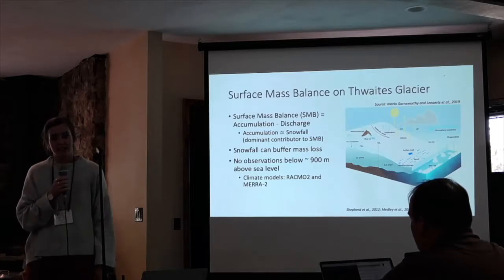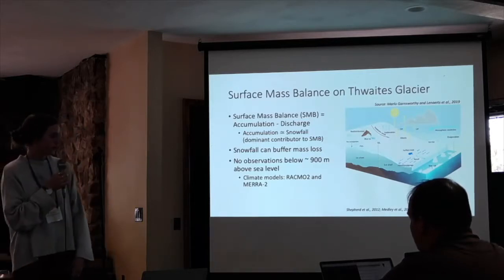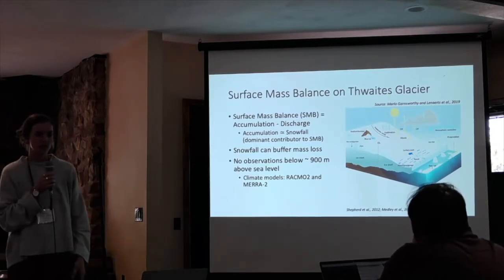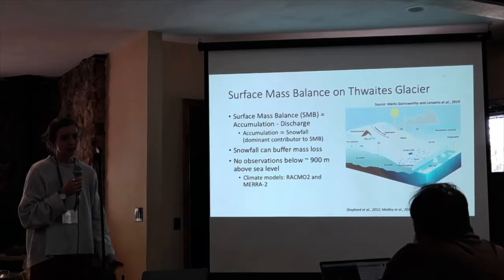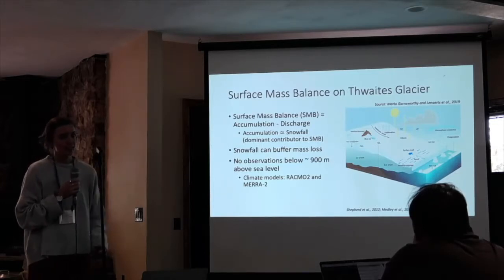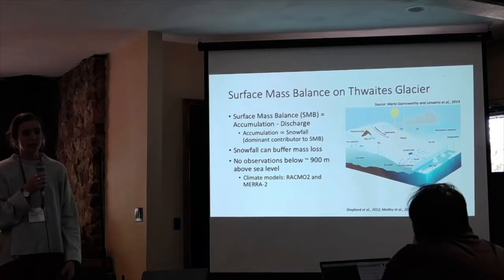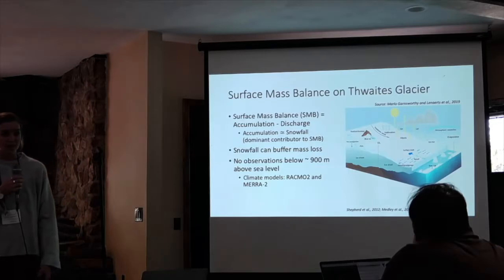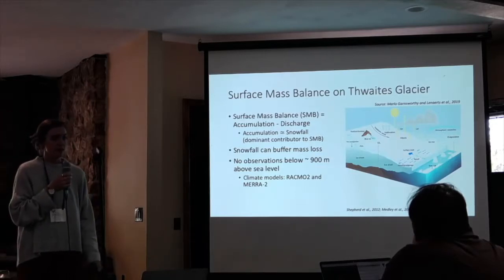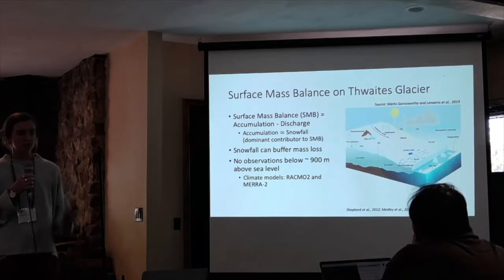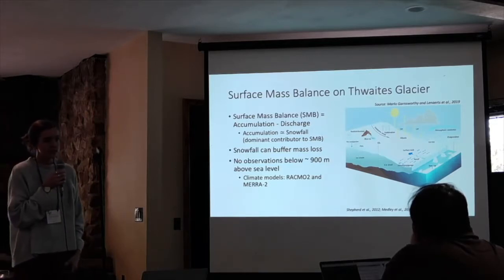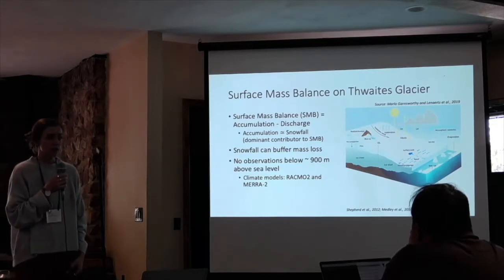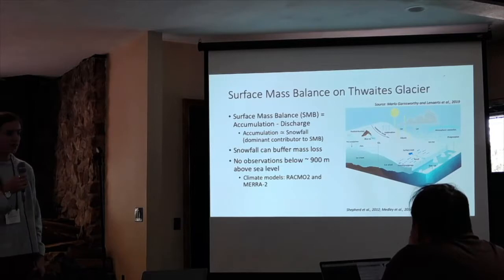And we're going to start by looking at the surface mass balance. So on Thwaites Glacier, the surface mass balance is equal to accumulation minus discharge. And because accumulation is equivalent to snowfall almost, we can say that snowfall becomes the dominant contributor to SMB. So this enables snowfall to buffer mass loss on Thwaites. But we don't necessarily have observations of snowfall below 900 meters above sea level. And so in order to study this, we need to rely on some climate models. So I'll be using RACMO2 and MERRA-2 to look at snowfall on Thwaites.